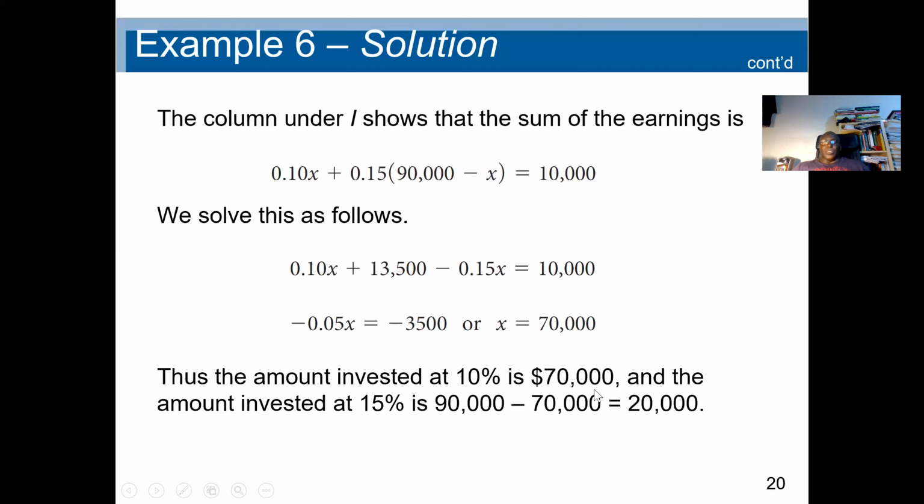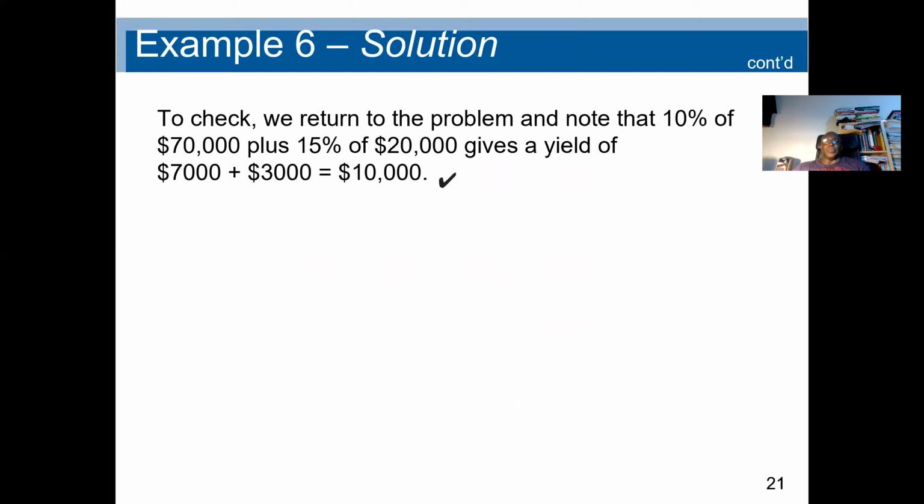So the amount invested at 10% is 70,000, and the amount invested at 50% will be 90,000 minus 70,000, which is 20,000. So to check, we return to the problem and know that 10% of 70,000 plus 50% of this will yield us 10,000 together.